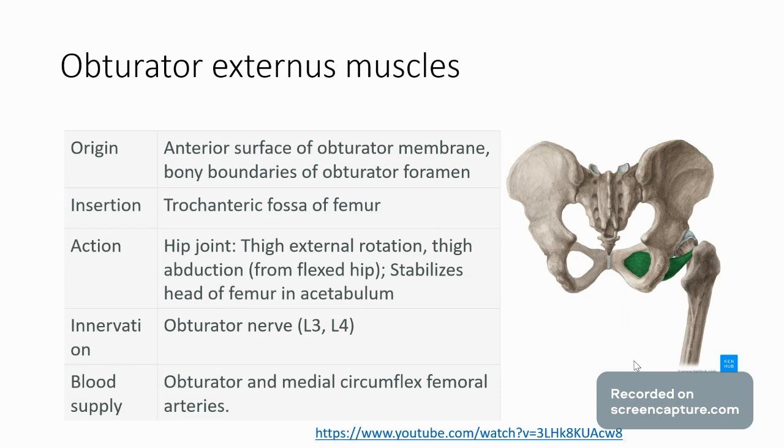Next name of the muscle is obturator externus muscle. Its origin is the anterior surface of the obturator membrane, bony boundaries of the obturator foramen. It is inserted into the trochanteric fossa of the femur. Its action at the hip joint is thigh external rotation, thigh abduction, and stabilizing the head of the femur in the acetabulum. Innervation is L3, L4 through the obturator nerve, and blood is supplied through the obturator and medial circumflex femoral arteries. We can watch the muscle in green color.